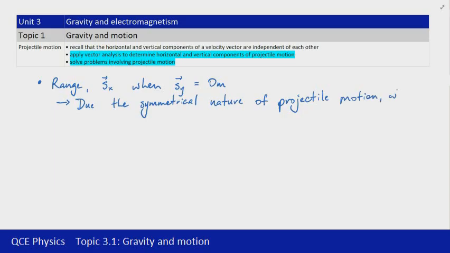So if we look at Sy when it's equal to 0, so the object's gone up and come back down again, then we have that Vy is going to be the same speed as the initial velocity but in the opposite direction. So we can say that Vy is equal to negative Uy. That will make it a little bit easier to substitute into the equations when we're looking at this idea of range.